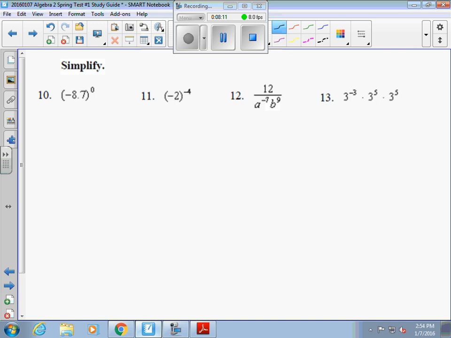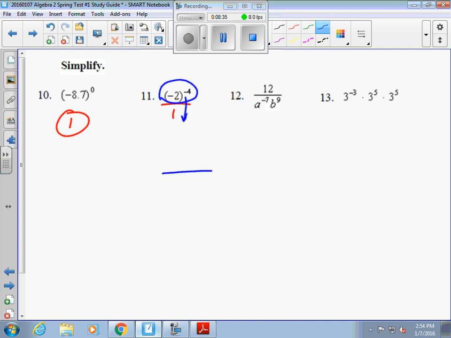Number 10, simplifying negative 8.7 to the 0. Anything to the 0 power is 1. Negative 2 to the negative 4th power. Anytime you have a negative exponent, ride the elevator. Remember, if there's no fraction present, you can create a fraction by putting something over 1. If you ride the elevator, anything raised to a negative exponent needs to go down. If it's at the top, it goes down.